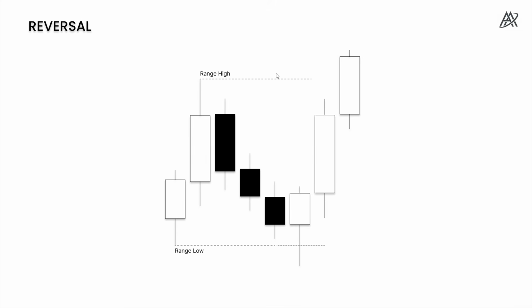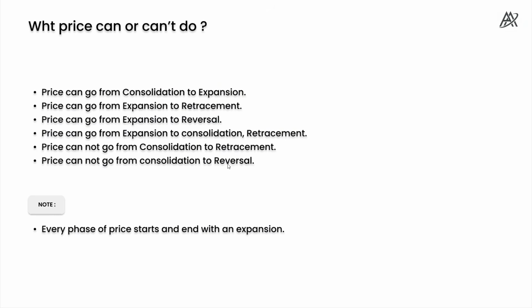Yeah, this is your range high, this is your range low, right? The range low is the key level that I want to frame the reversal from. We expand into that key level and then we expand away, right? This is the V-shape signature, the reversal signature that I talked about. Again, these are the things that you should know as a trader, what you can expect from price and what you can't expect from price. Okay, so what price can or cannot do?